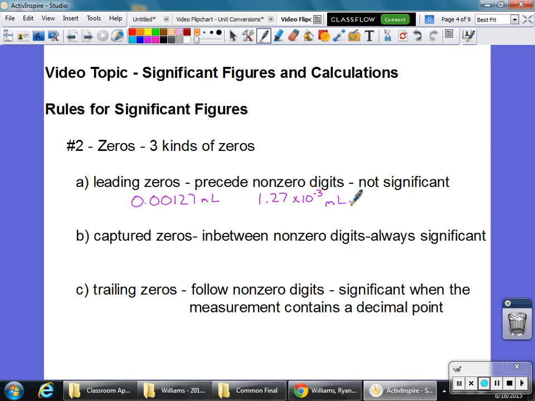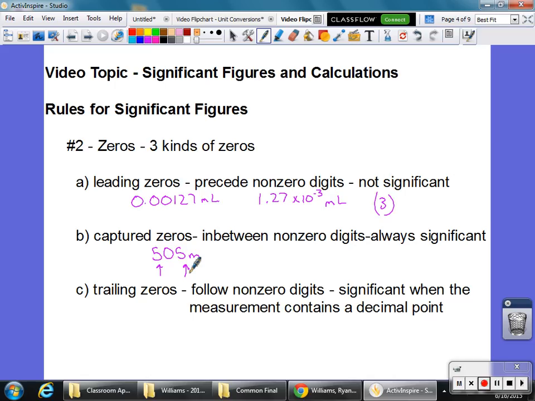So anytime you have zeros that are in front of a non-zero digit, they are not considered significant, and there would only be 3. The second part are your captured zeros. Captured zeros are zeros that lie in between non-zero digits. Those digits are always significant. For example, if you had 505 meters as a measurement. In this case, we know that the 5 and the second 5 are both significant because they are non-zero digits.